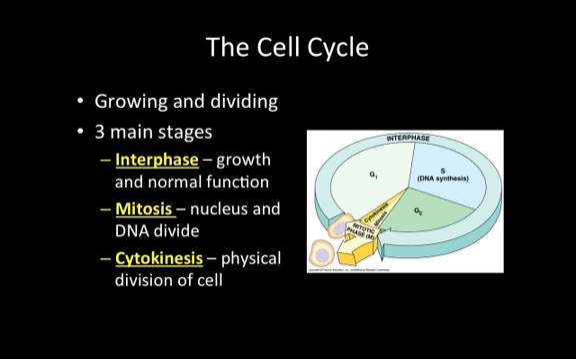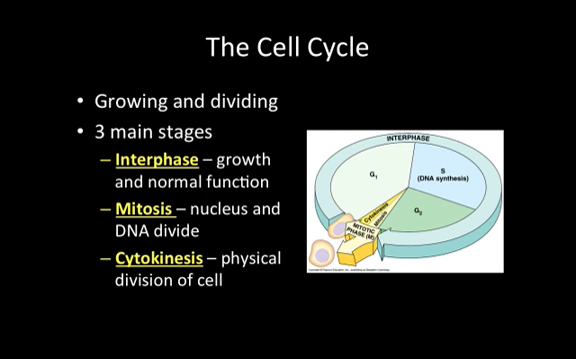The cell cycle, and again, it is a cycle, so this process will continue over and over again, involves primarily just growing and dividing, and there are three main stages to the cell cycle. The first is known as interphase. This is the longest phase of the cell cycle and primarily involves just simple growth and normal function of the cell. The cell is just doing what it normally does. The next stage is what is known as mitosis, and that's the division of the nucleus and the DNA. And then cytokinesis, which is the last step, is the physical division of the cell.